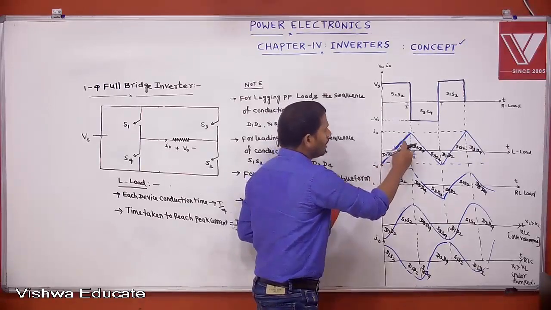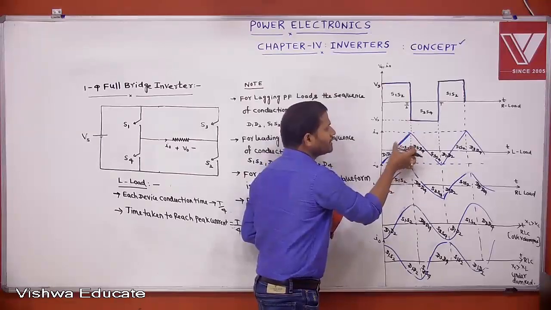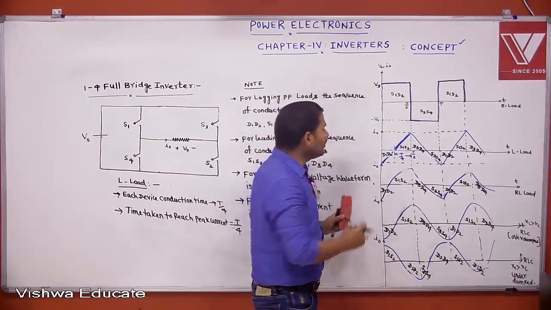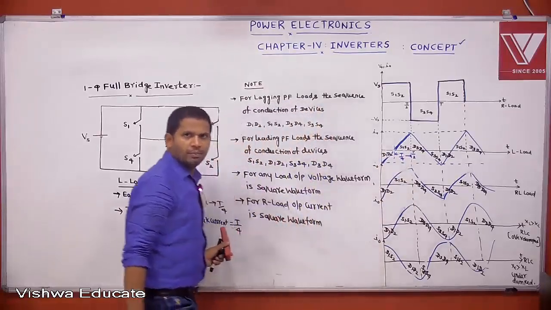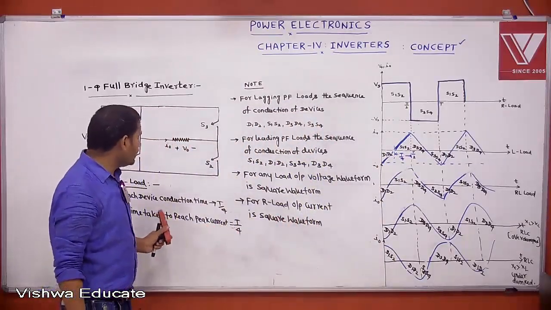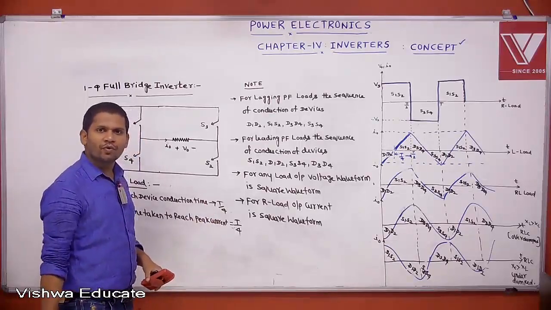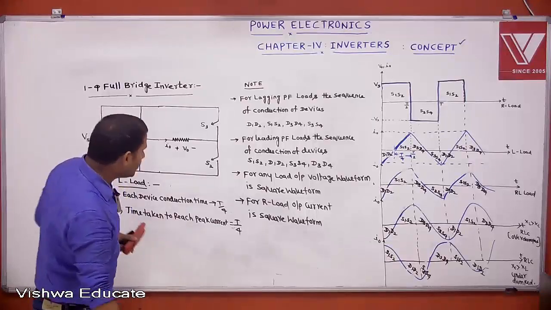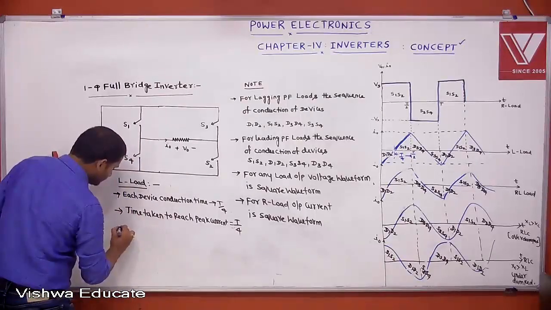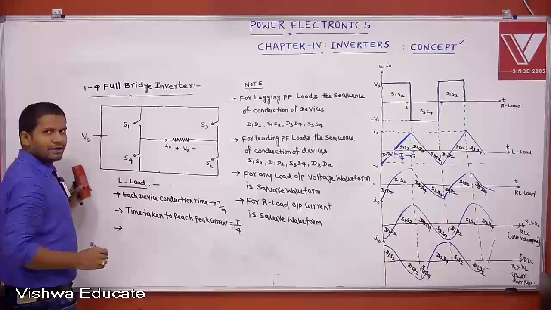How much time is taken? T by 4. If it is asked for peak to peak, how much time? T by 2. But I have written only peak. Time taken to reach peak current is T by 4. If it is asked for peak to peak, multiply by 2, then you get T by 2.